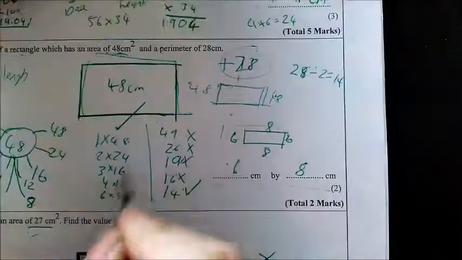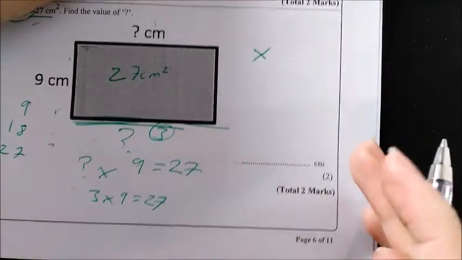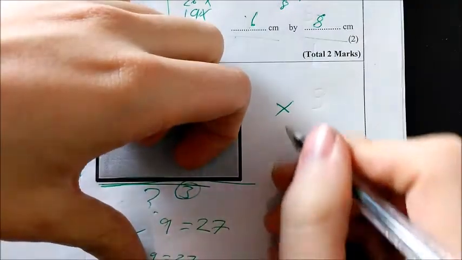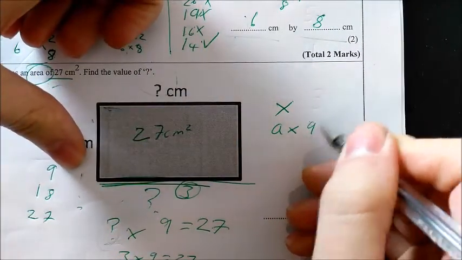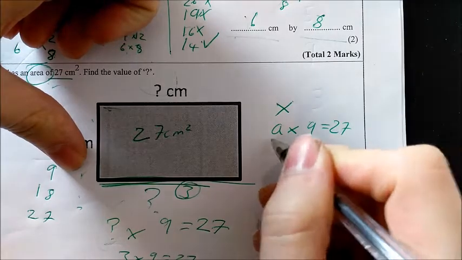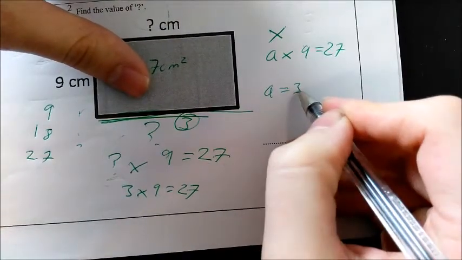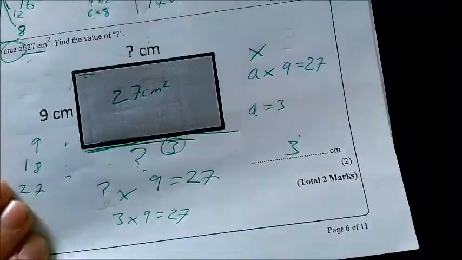So the first really important thing is just to make sure you notice it says area, not perimeter. But apart from that, I just write it out like this. If I wanted to be even cleverer, I'd write it like algebra. So A for an unknown times 9 equals 27. So A equals 3. Yeah, 3. I'm going to put 3. That's my answer.